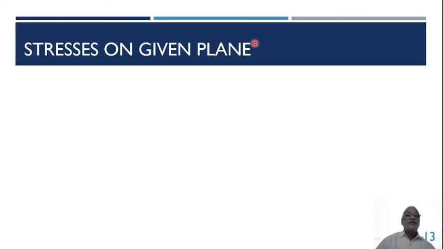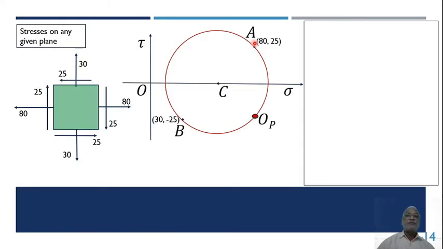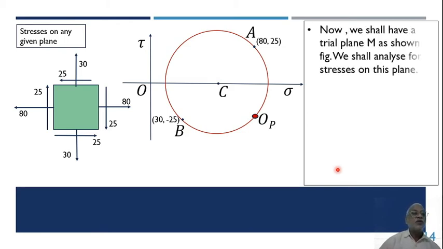So next, stress on a given plane. Up to this we have done the origin of planes, how to draw the Mohr circle we have done, and after drawing the Mohr circle, how to get the origin of planes we have done. Now the next step we'll discuss: stress on any given plane.